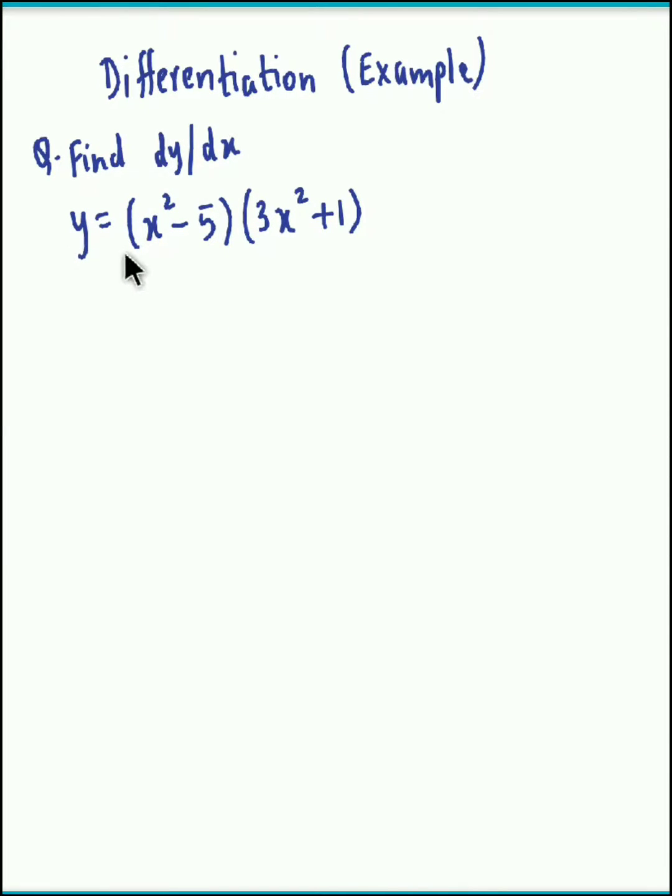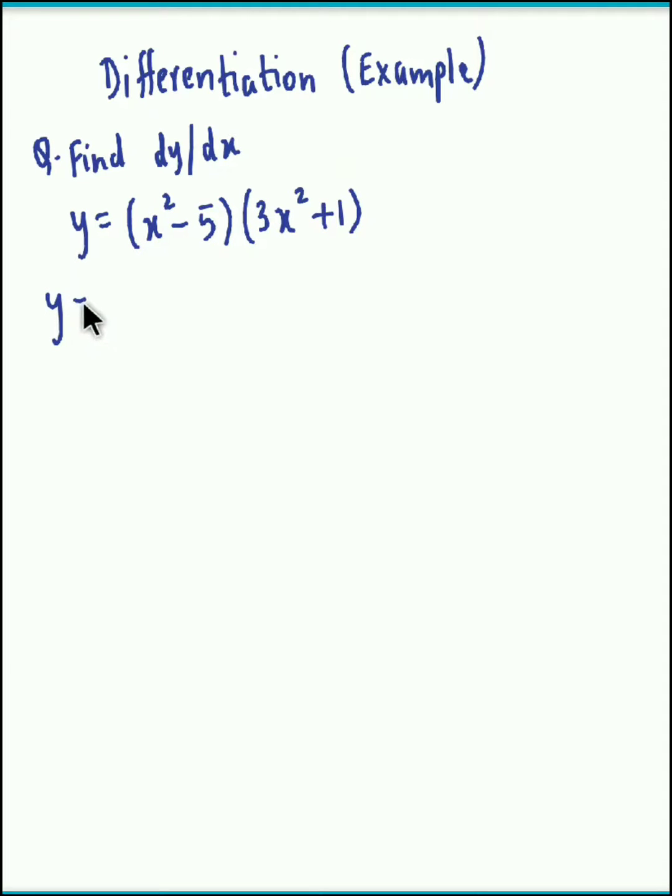Hello and welcome back. We take an example from the topic differentiation. The question is find dy by dx where y is equal to (x² − 5)(3x² + 1). Now before we take the derivatives, it is possible to multiply the two brackets. So first we perform the multiplication and then we obtain the derivative.